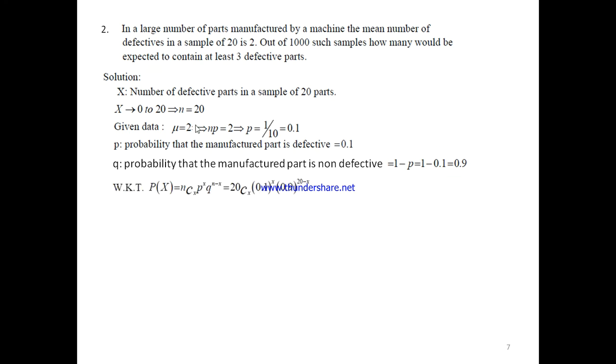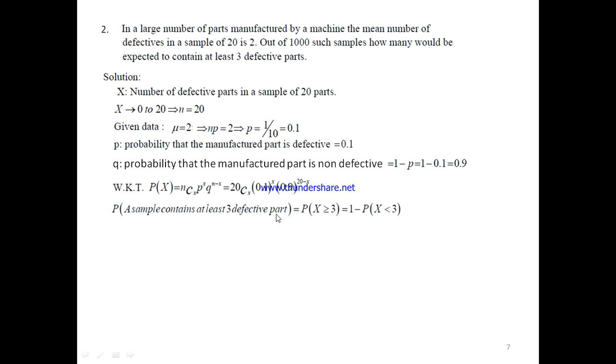Now, based on all these terms, we'll write our probability function p of x, that is 20Cx, 0.1 power x, 0.9 power 20 minus x. First, we'll find the probability that a sample contains at least 3 defective parts. That is, we are trying to find out for a single sample, not for 1000 samples.